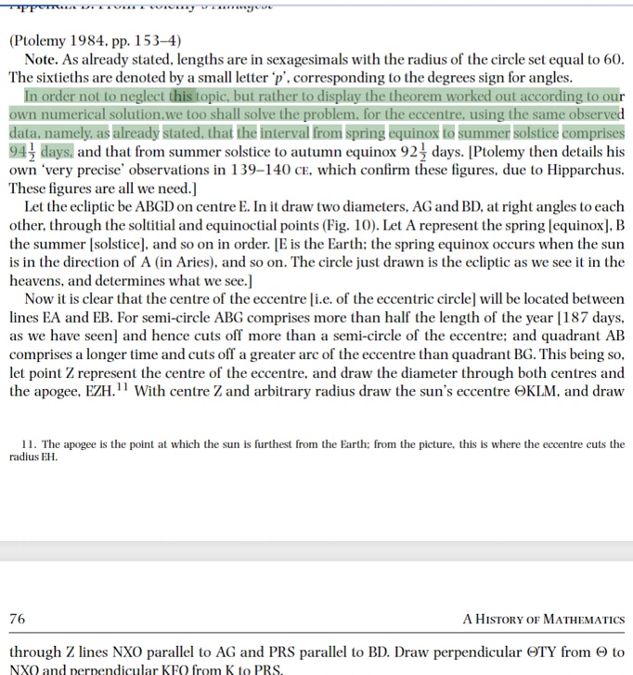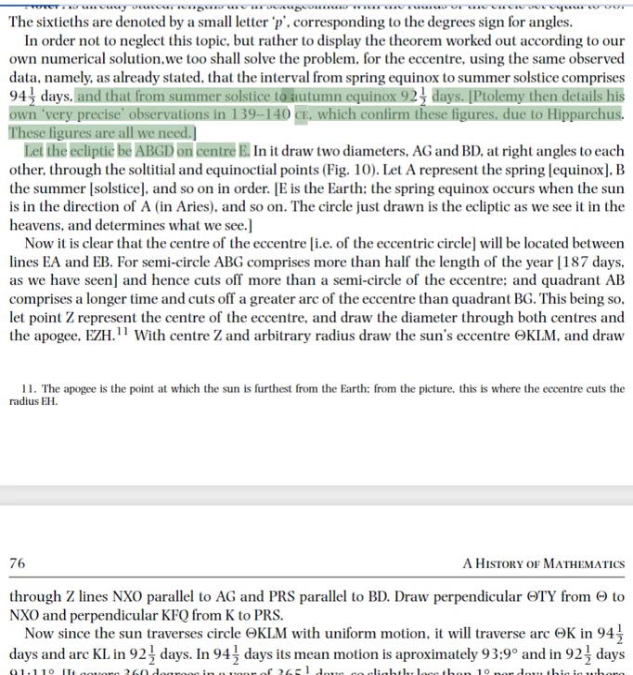In order not to neglect this topic, but rather to display the theorem worked out according to our own numerical solution, we too shall solve the problem for the excenter, using the same observed data, namely, as already stated, that the interval from spring equinox to summer solstice comprises 94 days, and that from summer solstice to autumn equinox 92 days.